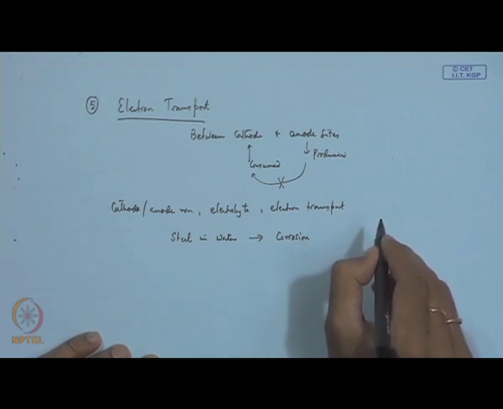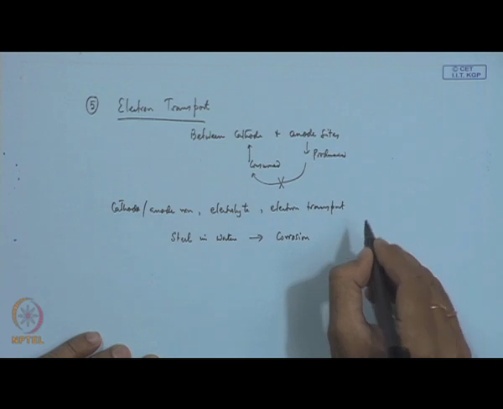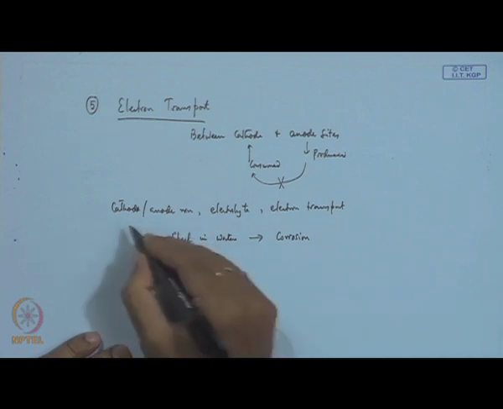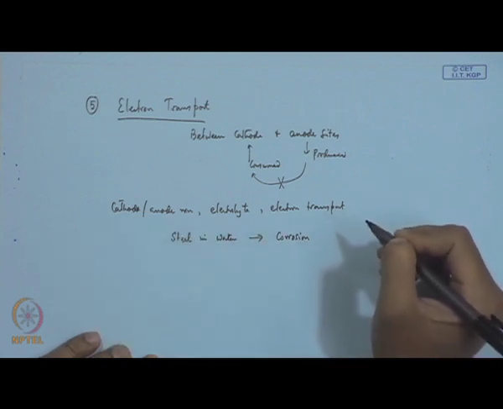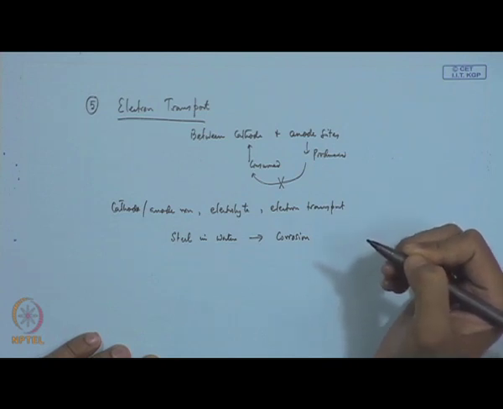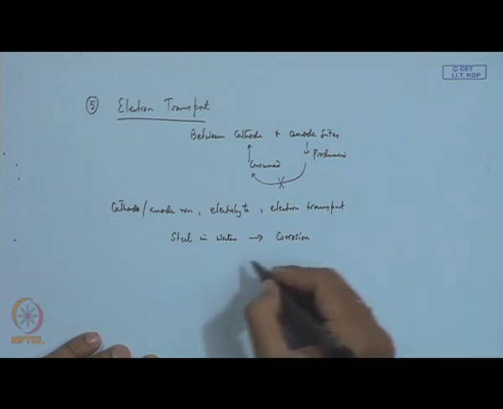And for other materials, in some environment, if we choose the environment such that out of these steps, if one is stopped, then probably corrosion can be controlled. So, in other environments no corrosion may occur.